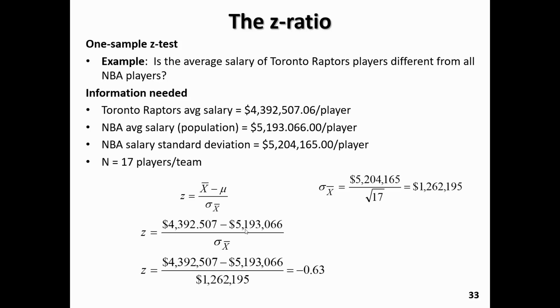And by substituting that into the equation, we end up with a z-ratio. Now the dollars cancel out because we're dividing here, of negative 0.63. And we can also say this is in standard deviation units.